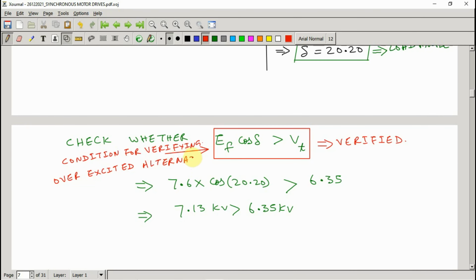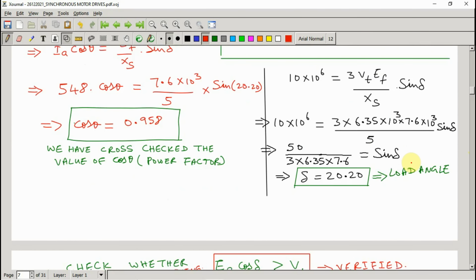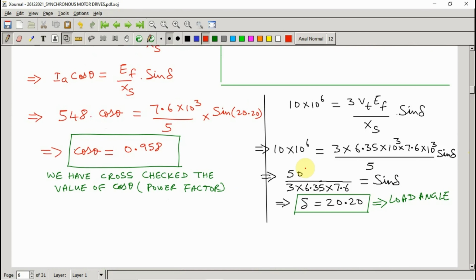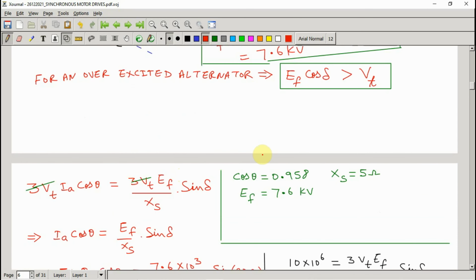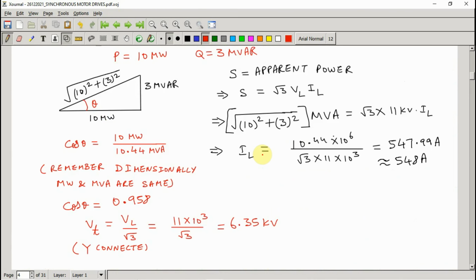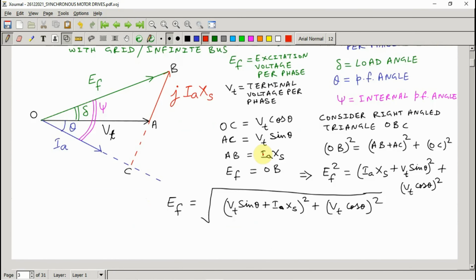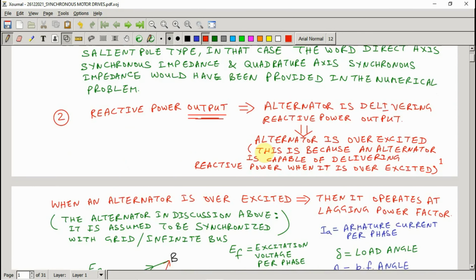Now all the things which have been asked to compute in the problem have been solved. You can see it. We have computed the load angle delta, then we have computed the power factor. Actually we have cross verified the power factor. We have computed the value of EF, that is the excitation voltage. We have computed the value of line current. So these things are done. In this way you can solve this problem.